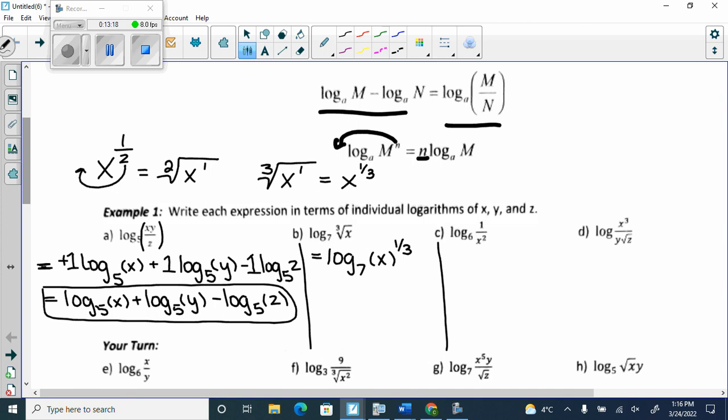What they might do, and this only works if you have a single log and the variable is at the top, is you can take that exponent of 1/3 and drop it in front. So we can write this as 1/3 log base 7 of x. And I'm going to prove to you that this is not something that's wrong.